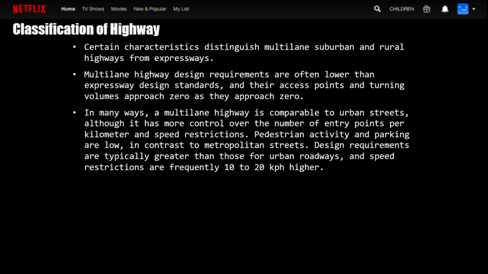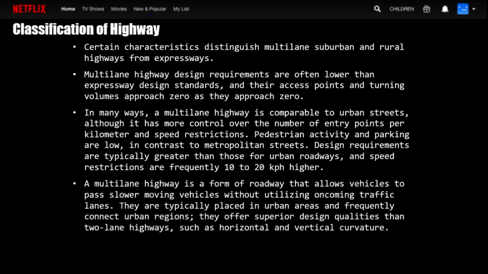traffic lanes. They are typically placed in urban areas and frequently connect urban regions. They offer superior design qualities than two-lane highways, such as horizontal and vertical curvature. There are still more classifications of highways, such as rural local roads, freeways, expressways, etc.